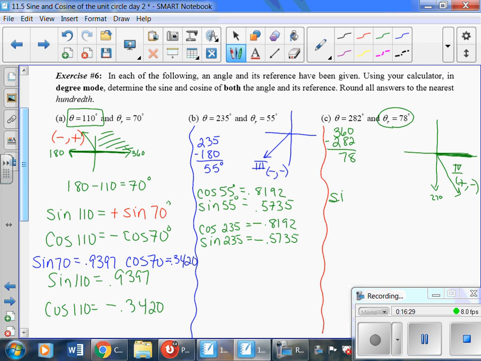So we put in our calculator and we do sine 78 and cosine 78. Let's put equal signs here. The sine of 78 is 0.9781, and the cosine is 0.2079. So now going back to the question at hand, which is what is the sine of 282, and what is the cosine of 282? We know the sine is the y value, so that's negative 0.9781. And the cosine is positive, so that's going to be the same value, 0.2079.